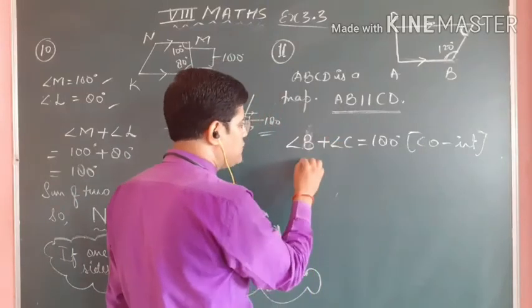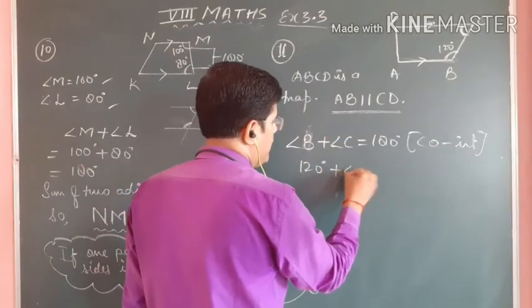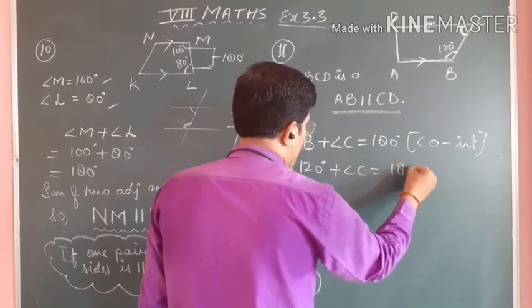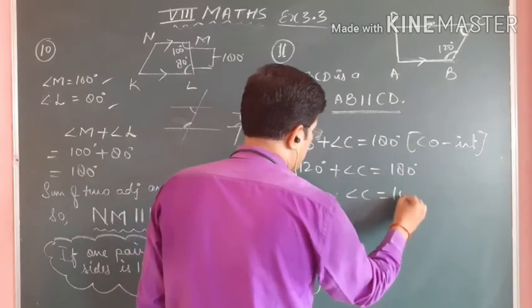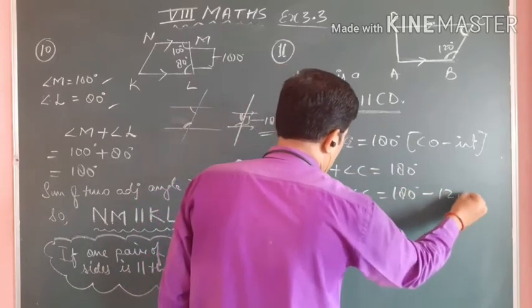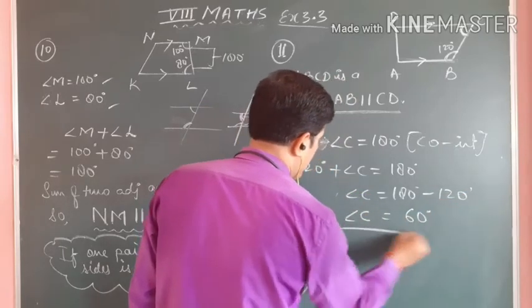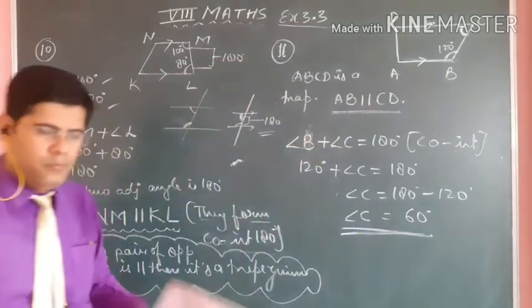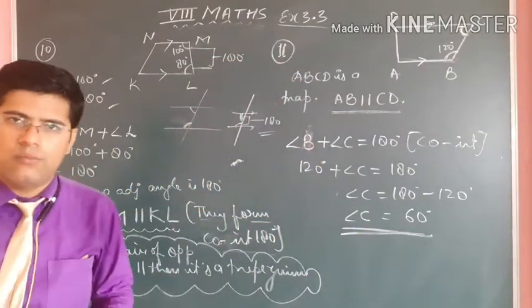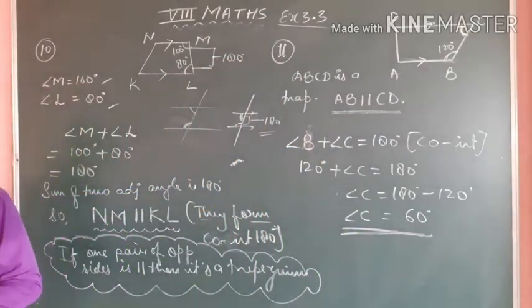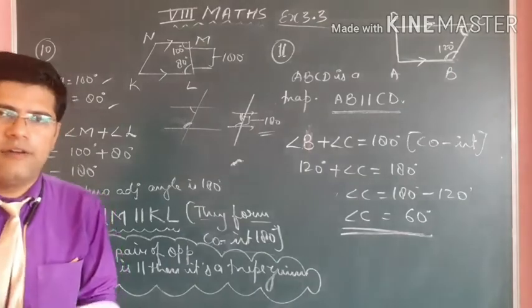So angle B is 120, which is given, and we have to find angle C. Now how do we find angle C? After transposing to the other side, it will become 60 degrees. Angle C is equal to 60 degrees. Now question number 12 you can do by the same method as question number 11. So here we have done our exercise.